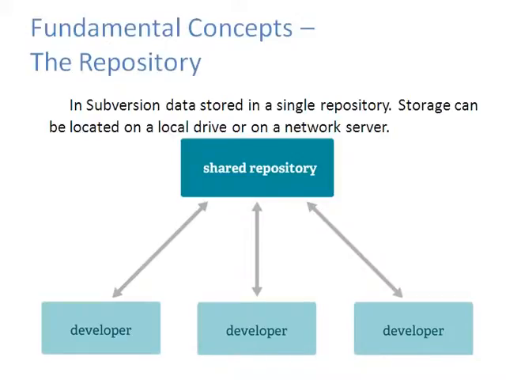In Subversion, data is stored in a single repository. Storage can be located on a local drive or on a network server. Working with Subversion is little different from working in other centralized version control systems. Clients copy files from the repository, creating a local working copy, then make changes to the working copy and record the changes in the repository. Multiple clients can simultaneously access the location.